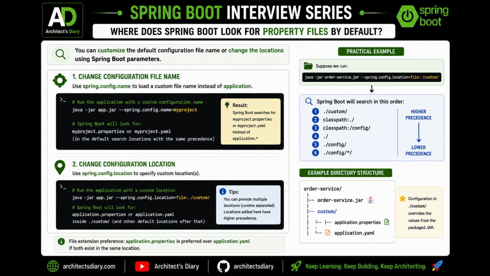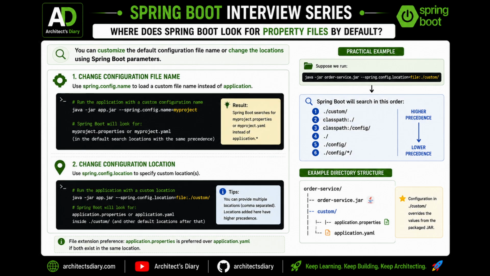Let's see how we can customize the configuration search. Spring Boot allows us to customize the configuration file name and location. We can use spring.config.name when we want to change the default configuration file name. Suppose spring.config.name is myproject, then Spring Boot will look for myproject.properties or .yml file instead of the default application file.